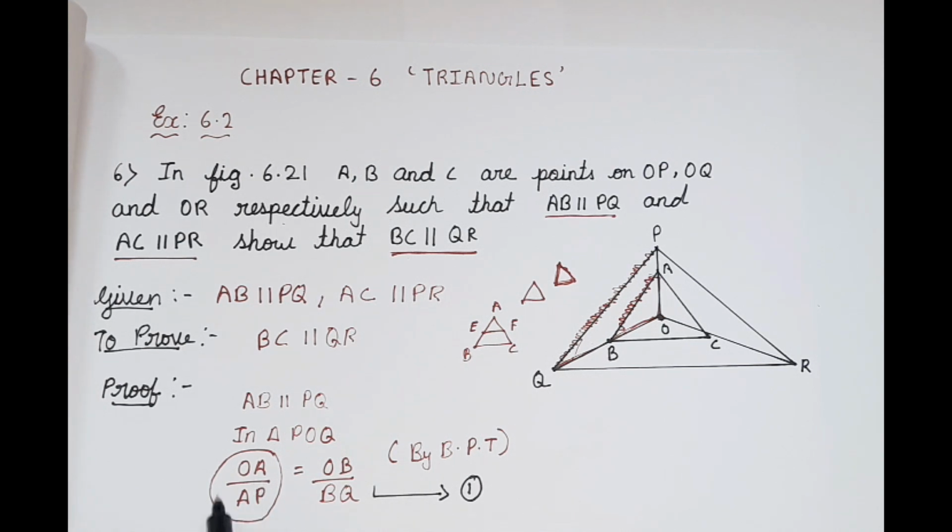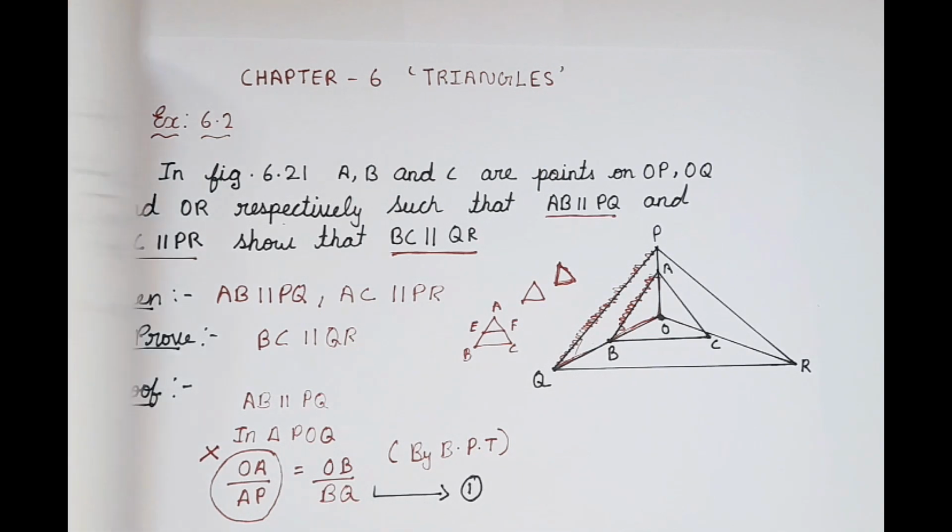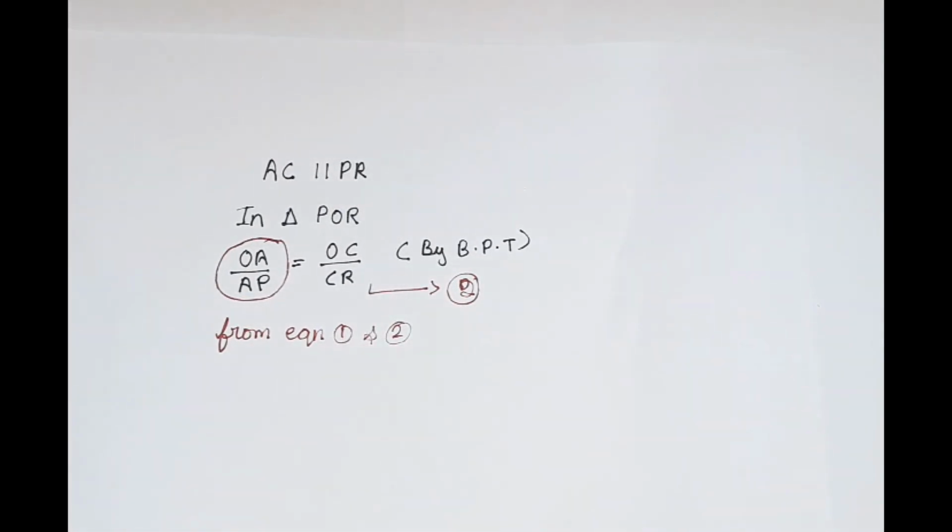Okay, so instead of that, I am going to write OB by BQ. I am going to take this OB by BQ because I am going to be ignoring this one. Now let us ignore it, crisscross, and we are going to be taking this value. That's why I wrote from equation number 1 and 2.